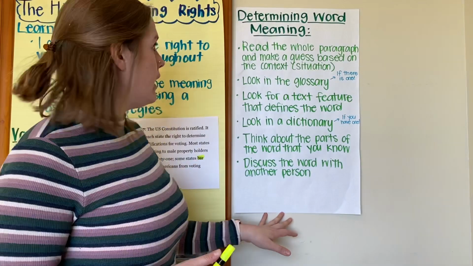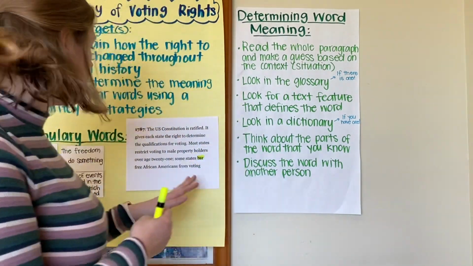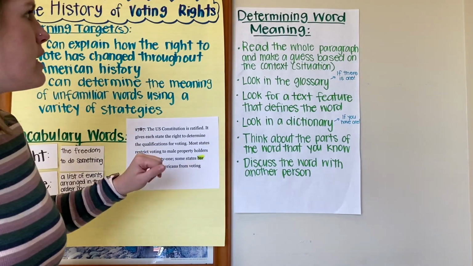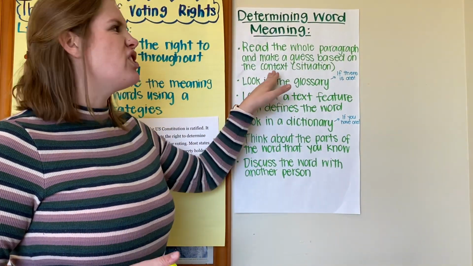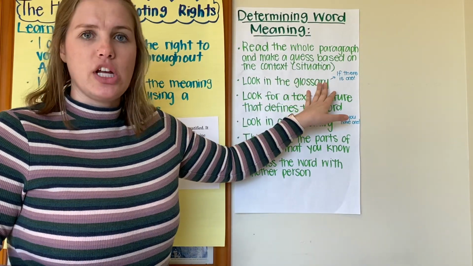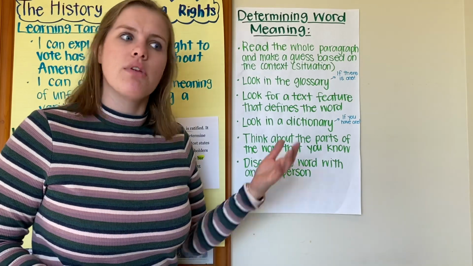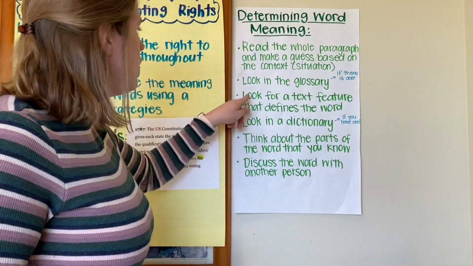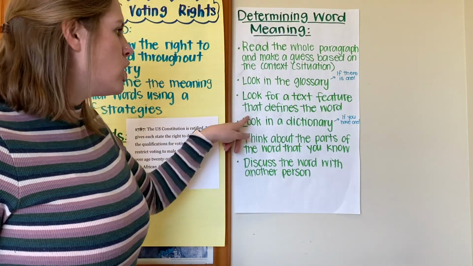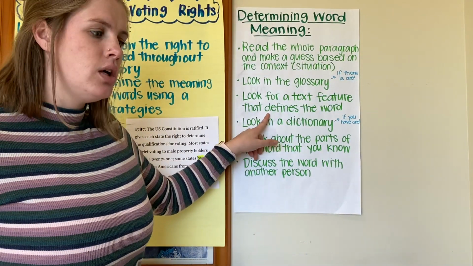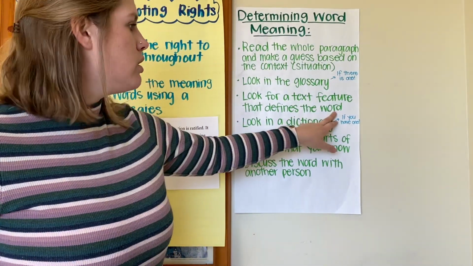Determining word meaning. So the first thing you can do, and what we just did to figure out what this word bar means, is read the whole paragraph and make a guess based on the context, which is like the situation. Check, we just did that. Let's say that doesn't work. Here are some other things that you can do. First, look in the glossary, if there is one, or look for a text feature, like an image or a graph, that defines the word.